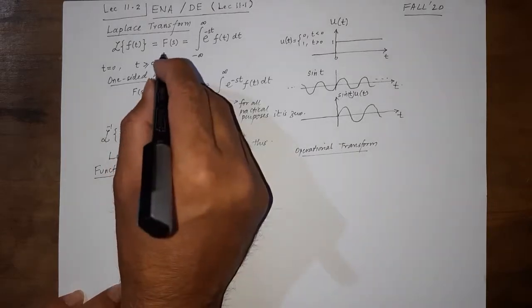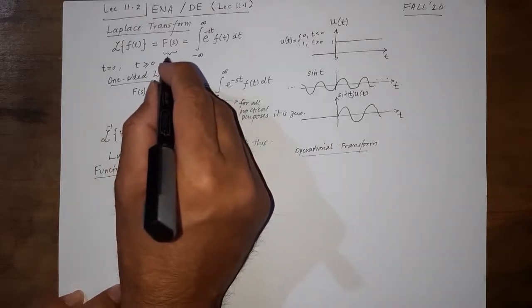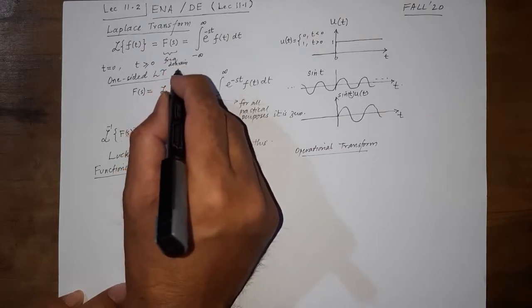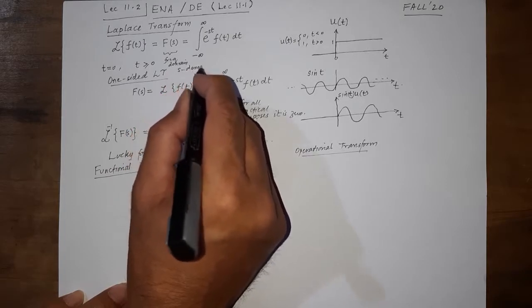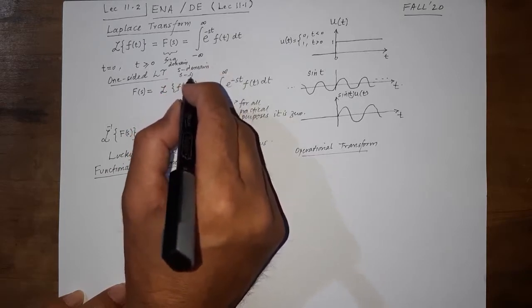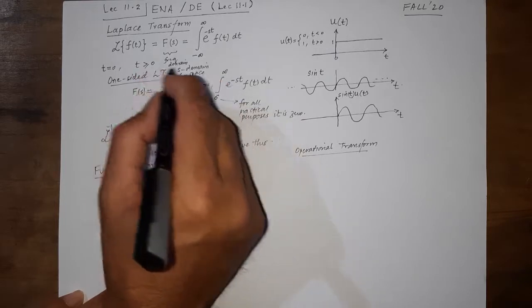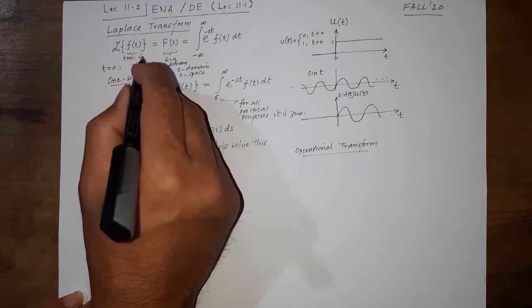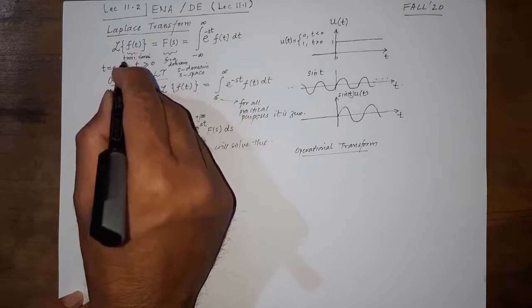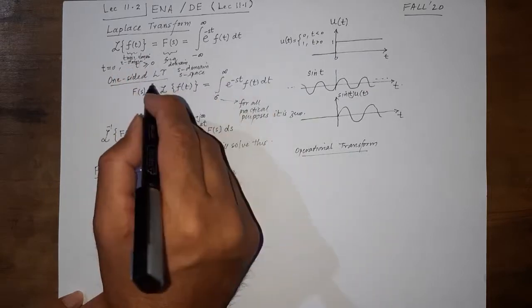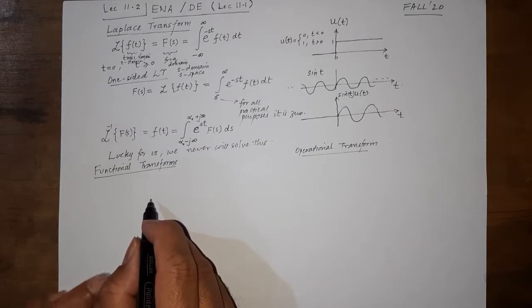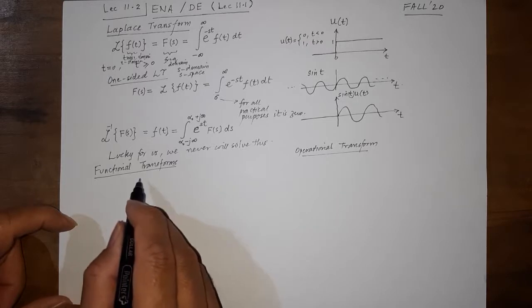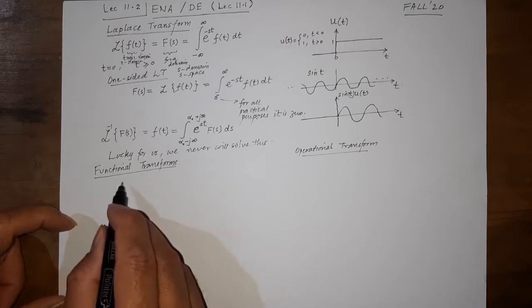Let us call this the S domain, the frequency domain, or frequency space, or sometimes also called the S space, and this the time domain, or the T domain, or the T space. So let's begin with finding the functional transform for some of the functions that we know.